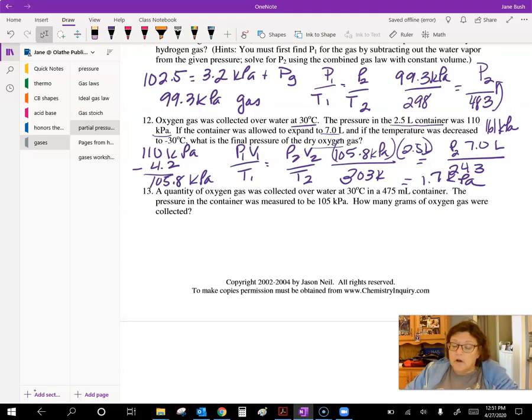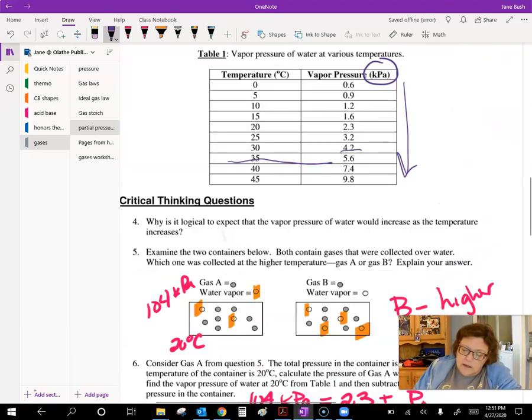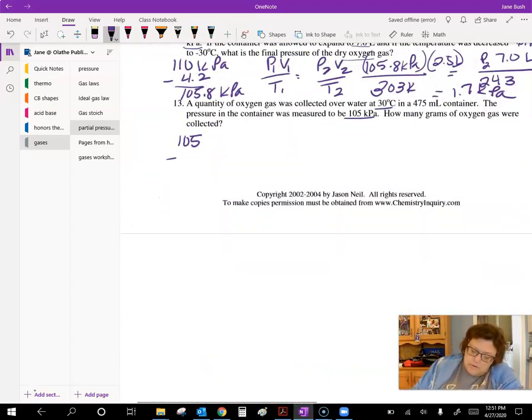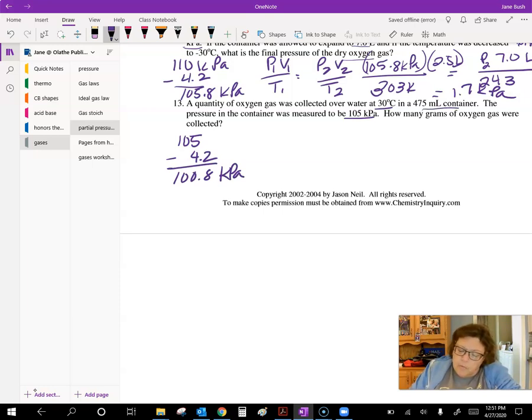Number 13 is going to involve PV equals nRT. First, it tells us the pressure in the container was 105. So we have to find the pressure of the dry gas, 30 degrees. The pressure of water at 30 is 4.2. So we get 100.8 for our pressure. We have a volume. We need to know moles. PV equals nRT. We're going to solve for n. So we divide both sides by the gas constant. Pressure we said was 100.8. The volume is 0.475 liters.